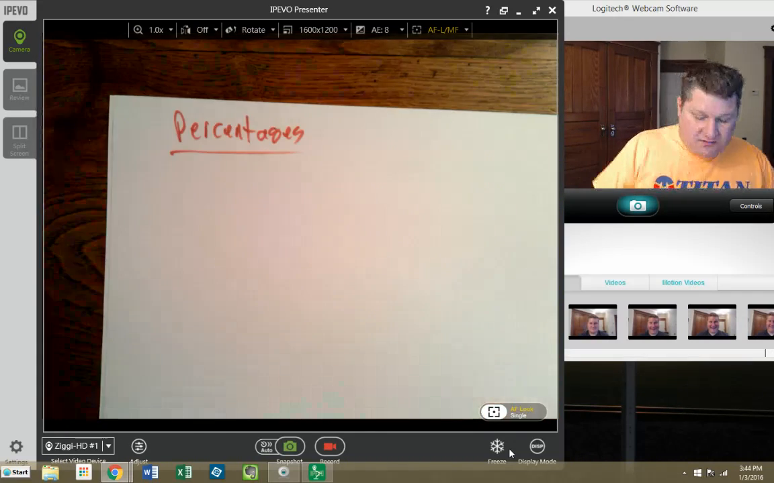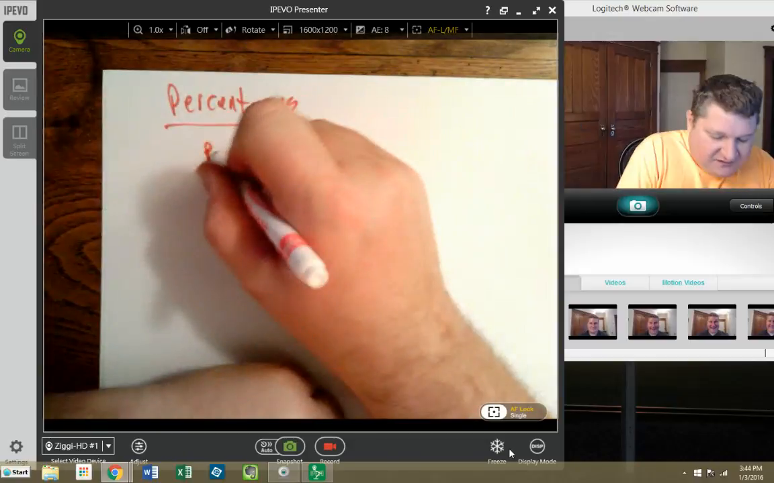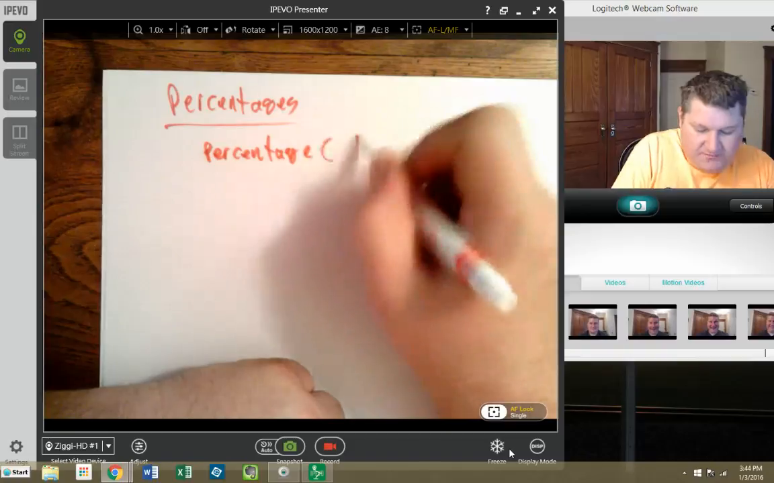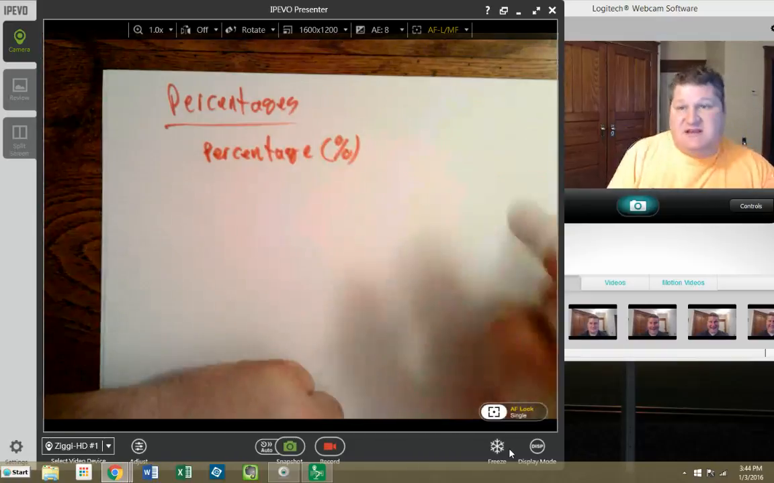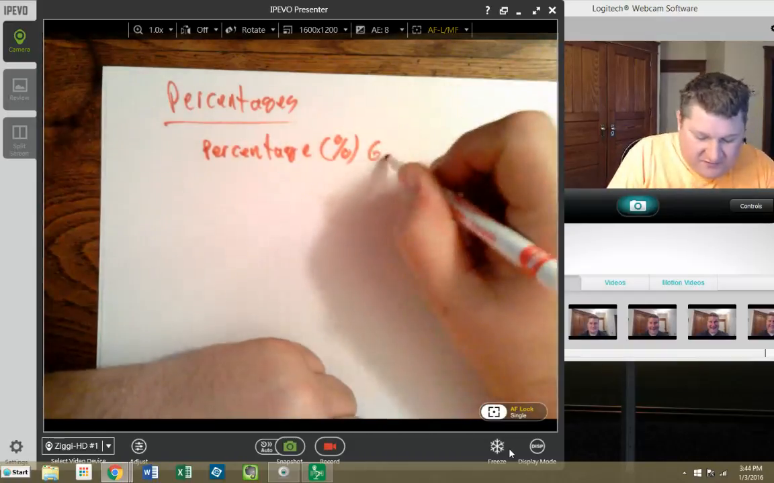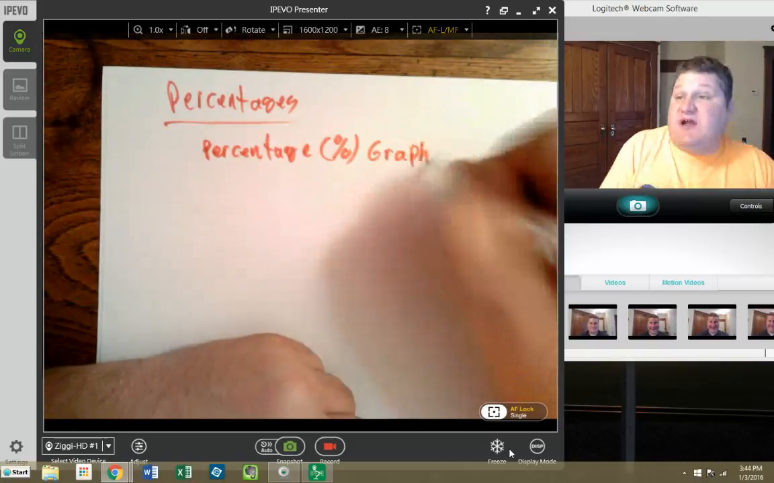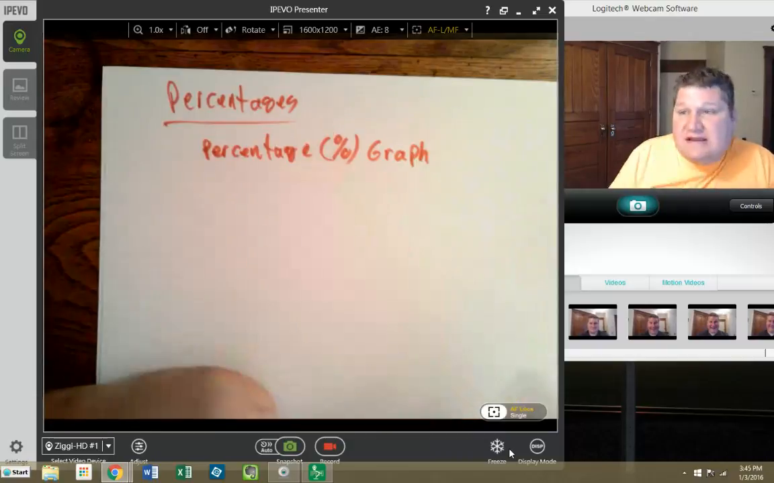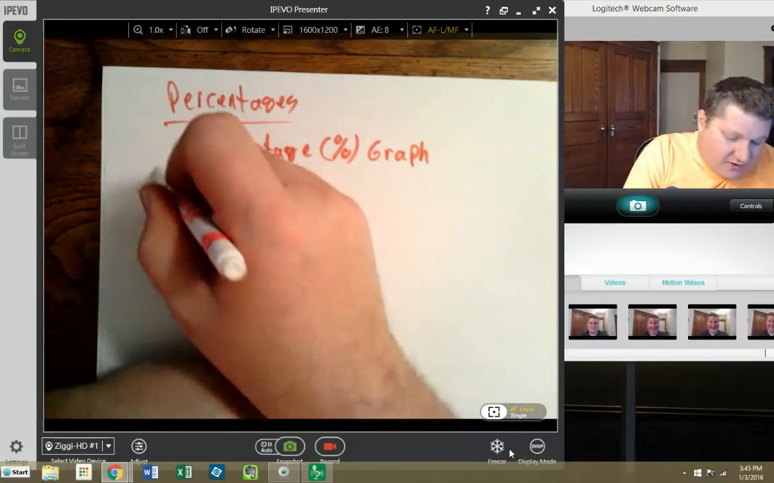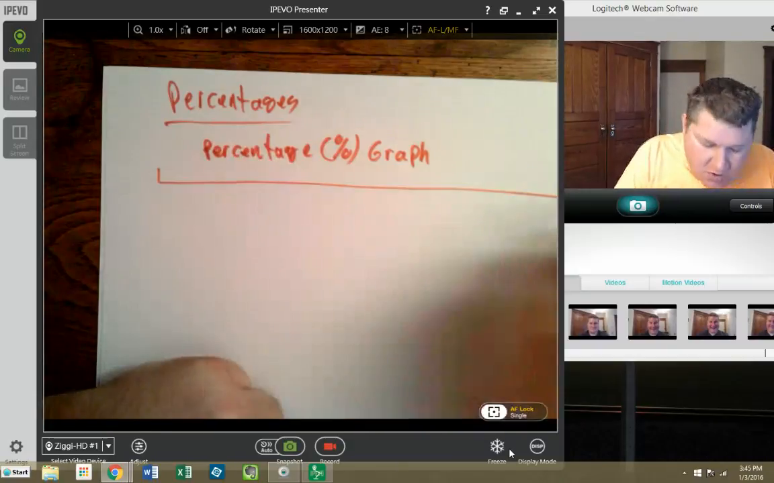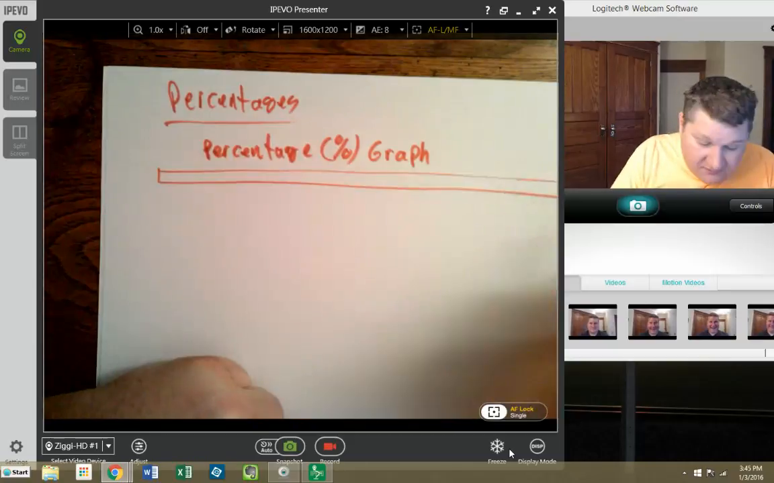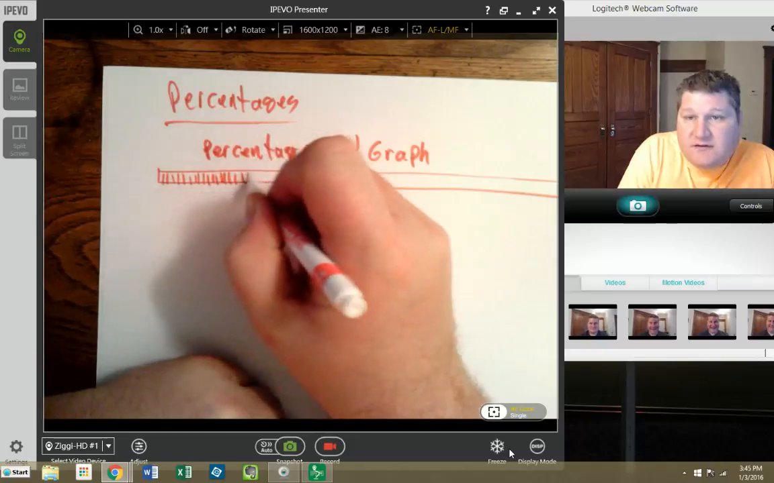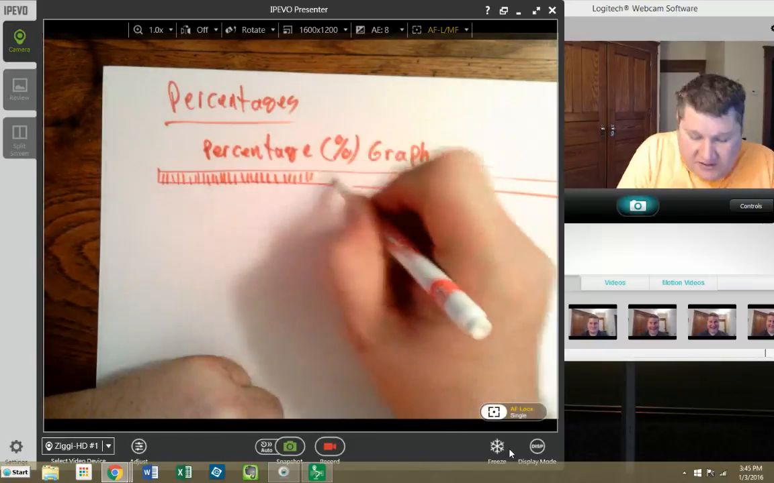Okay, and for a percentage graph, you know what I'm going to do? I'm going to use the symbol for percentage every time because I don't want to write percentage out all the time. Percentage graph. So let's take a look at a percentage graph. Now, if I had a real technical percentage graph, I would have a little line that goes all the way across, and it would be broken into 100 little lines.